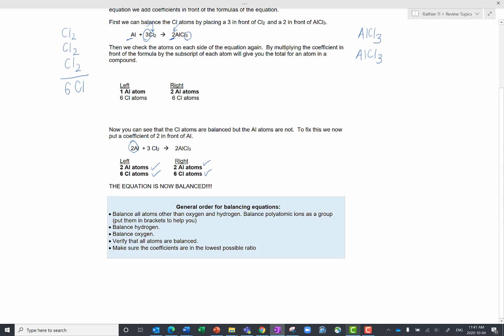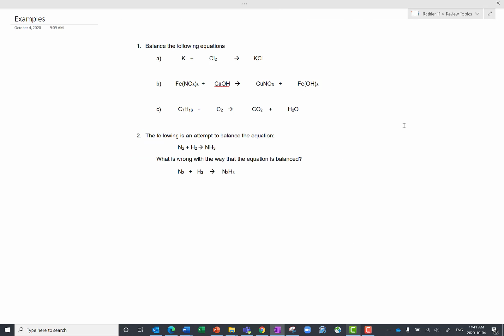Now, there's a few things that you need to do at the end. You need to just double check, like we did here, where we check all of the atoms on the left and the right. And then you also need to make sure that the coefficients are in the lowest possible ratio. Okay, so let's look at a couple of examples here.